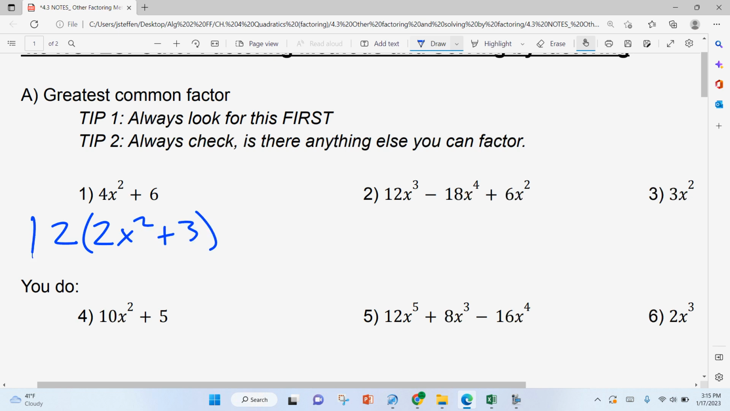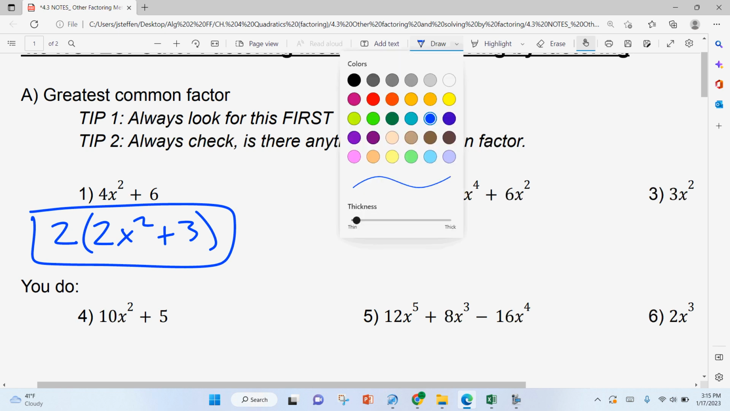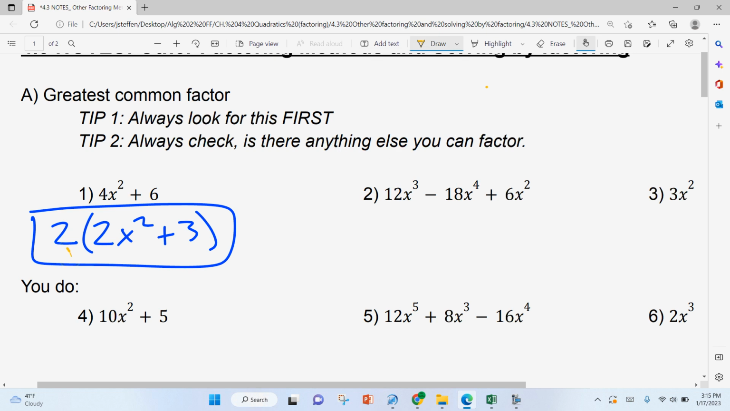Now one thing I like about this greatest common factor factoring is it's very easy to check your work. Just distribute like you normally would. 2 times 2x squared is 4x squared. 2 times 3 is 6. That is your answer. So it's pretty straightforward and quick, I guess I should say, to find out if you got the right answer.